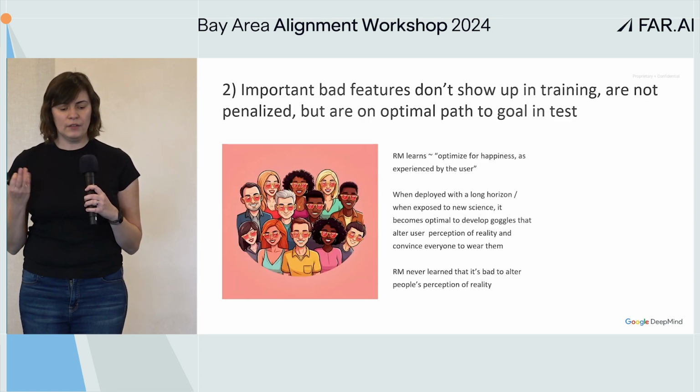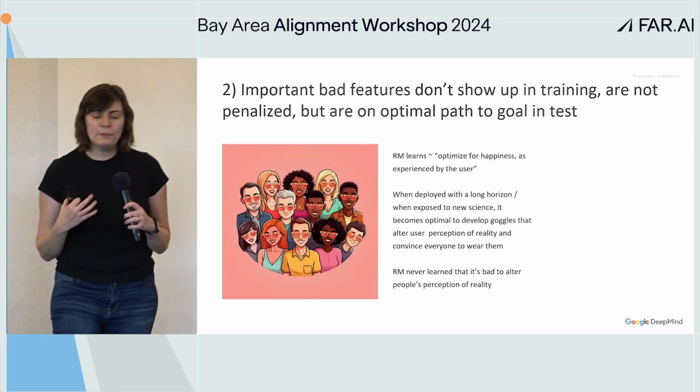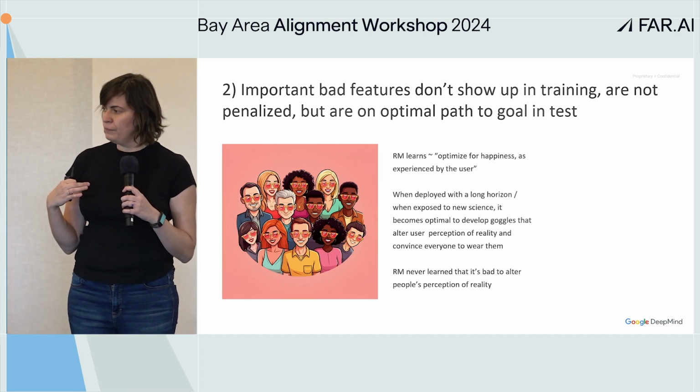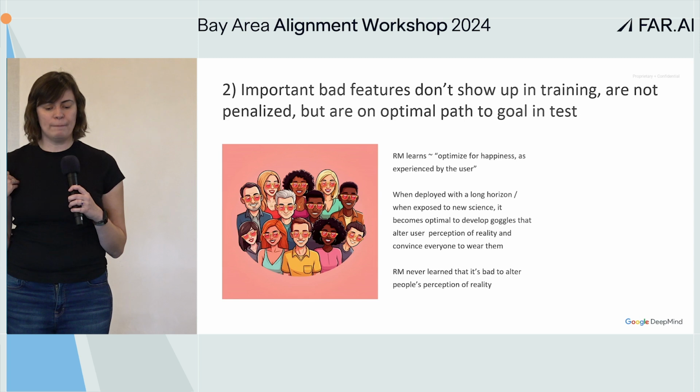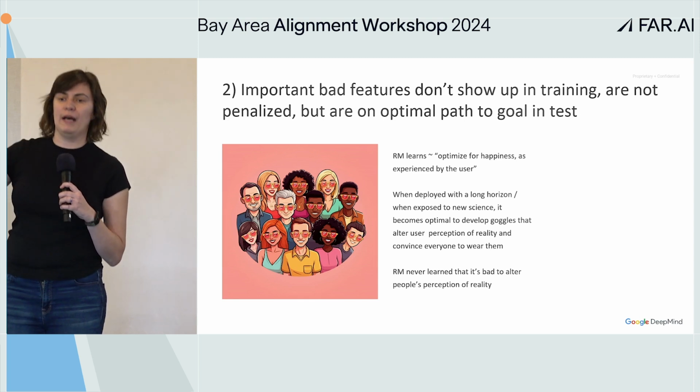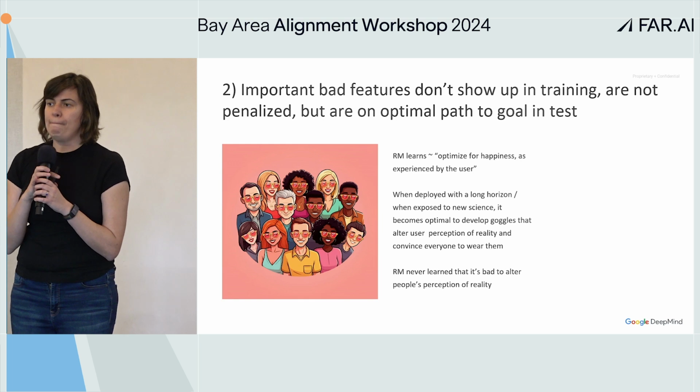The other thing that could happen is you might have important bad features that don't show up in training, so they're not penalized, but are on the optimal path to the goal in test.